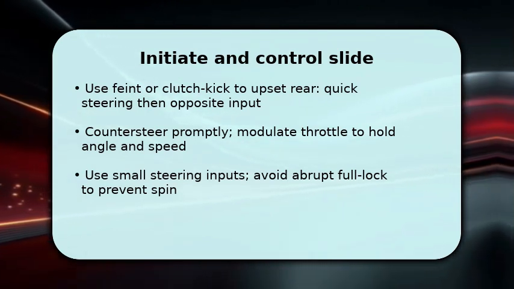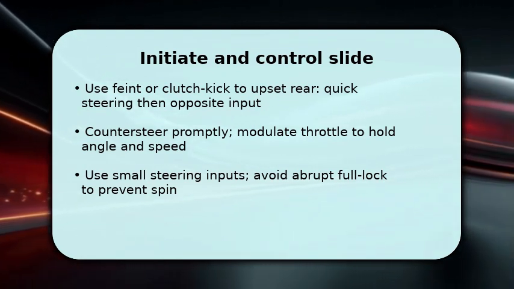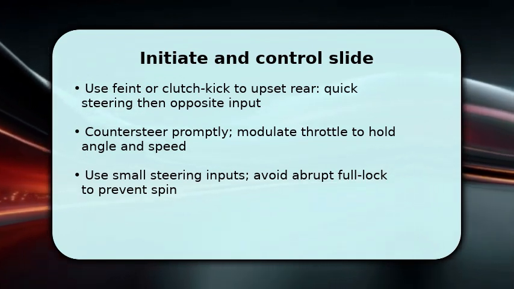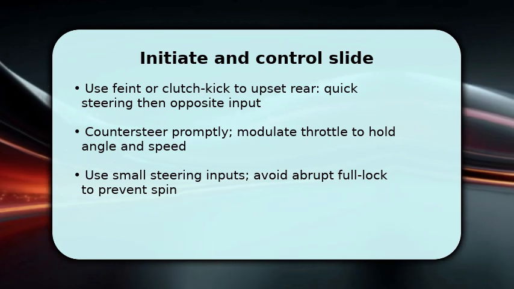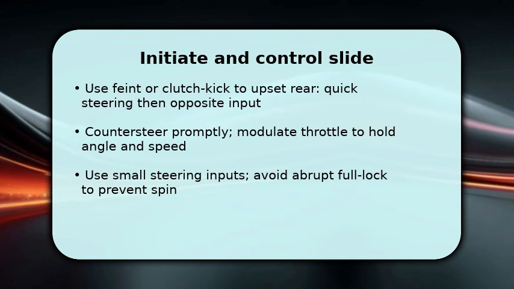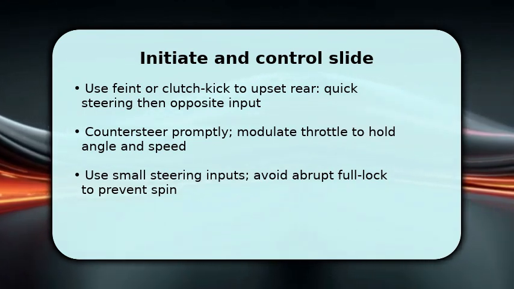As the tail comes out, immediately apply opposite lock while feeding throttle to sustain the slide. You must modulate throttle. Too much and you spin, too little and you regain grip. Once the angle stabilizes, make small steering corrections and slight throttle tweaks to maintain balance. Keep your eyes ahead to set the line and anticipate the next steering change.